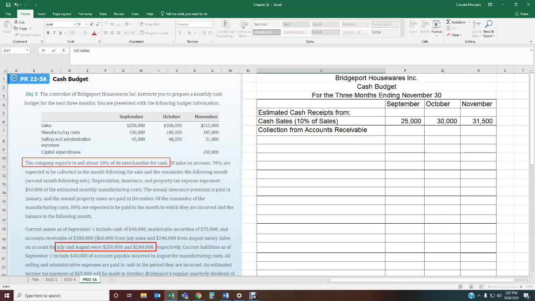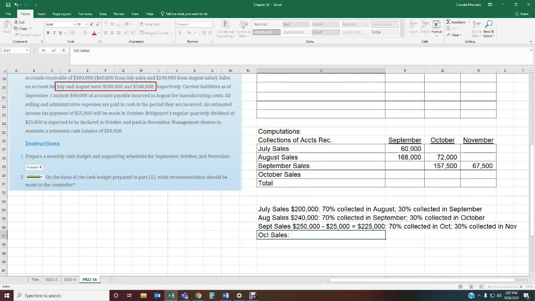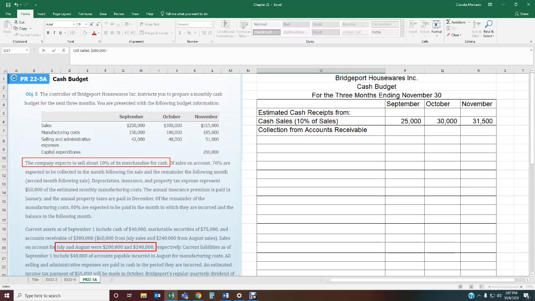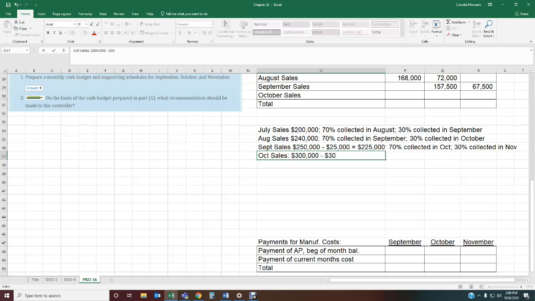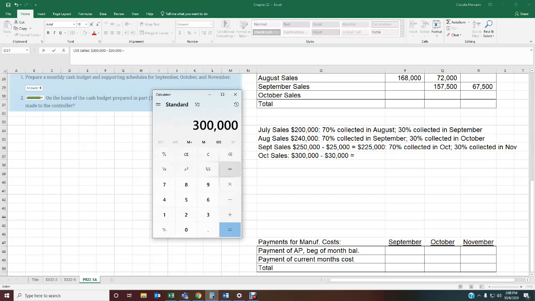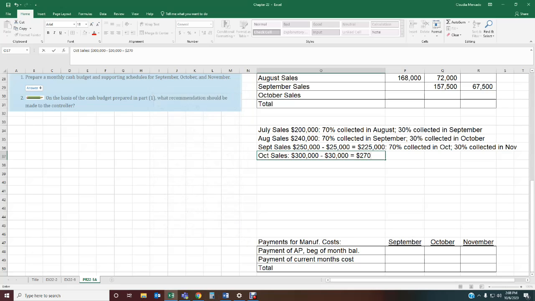Now let's look at our October sales. My October sales were $300,000. I'm going to subtract my cash sales for October, which were $30,000. So 300,000 minus 30,000 is going to give me $270,000 in sales on account. Out of those sales on account, 70% are going to be collected the following month, which will be in November, and then 30% will be collected in December.